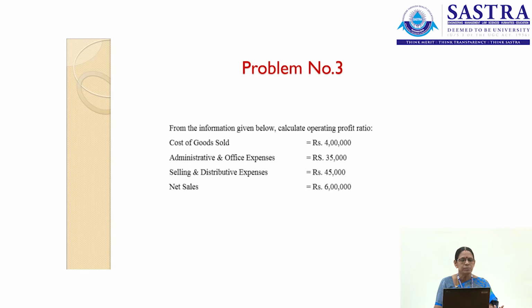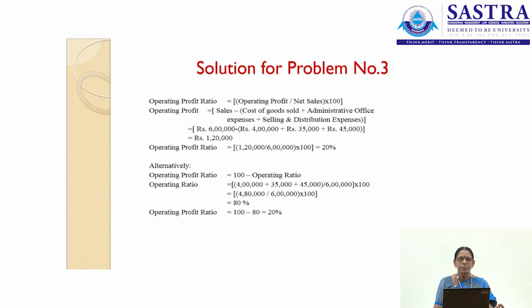The next problem comes. From the following information, find out your operating ratio. Cost of goods sold, again, administration and office expenses, selling and distributive expenses, net sales. The same way we are going to calculate here. Operating profit divided by net sales into 100. We are going to calculate operating profit ratio and also operating ratio.